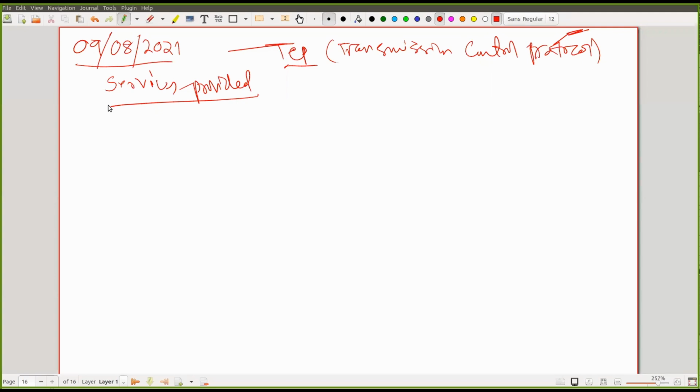So the first one is process to process communication. It doesn't matter whether the protocol is TCP or UDP. That has to be the first and foremost important service to be provided by any transport layer protocol. The first service to be provided is process to process communication.